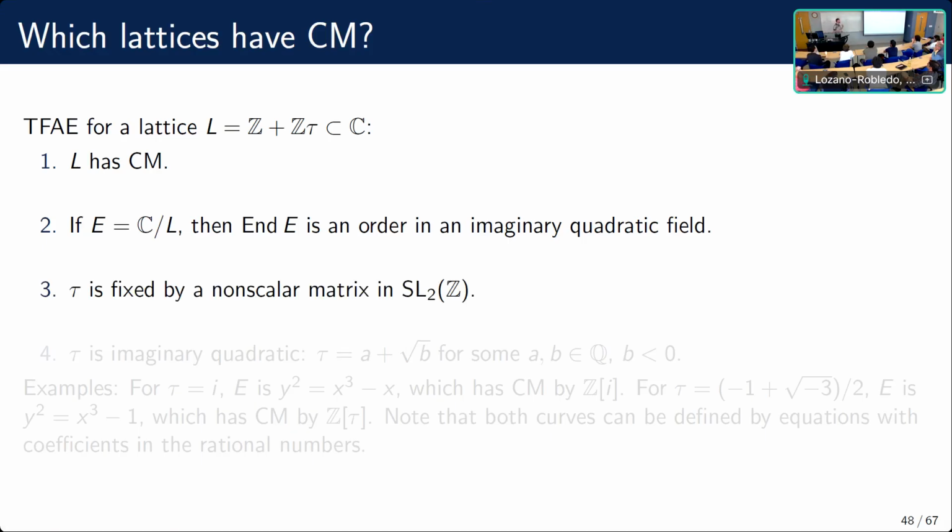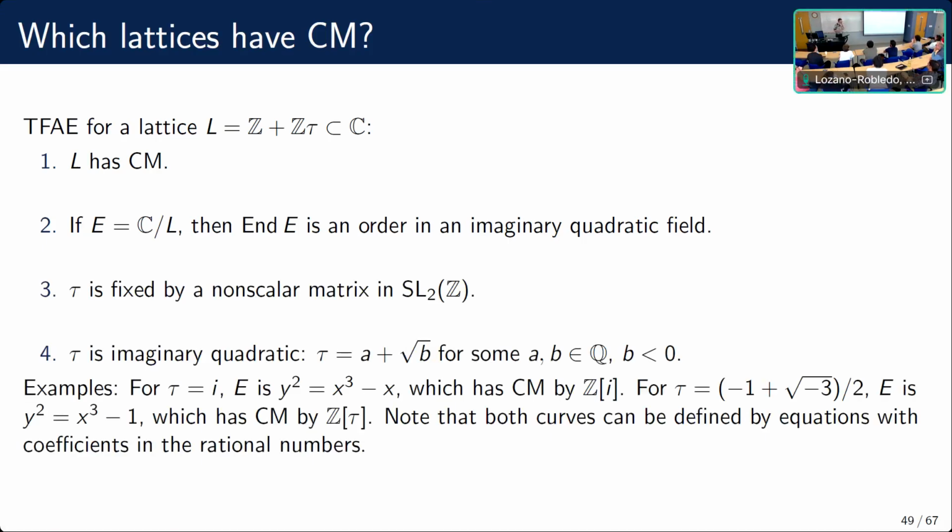Another way of stating this is that the number tau in the upper half plane is fixed by some non-scalar matrix with integer coefficients. It's not changed under that Mobius transformation. And then it's pretty easy to see that 3 and 4 are equivalent. The last one would just be to say that this number tau is itself imaginary quadratic. You can write it as a plus square root of b, where a and b are rational numbers and b is negative. That's maybe the most down-to-earth condition.